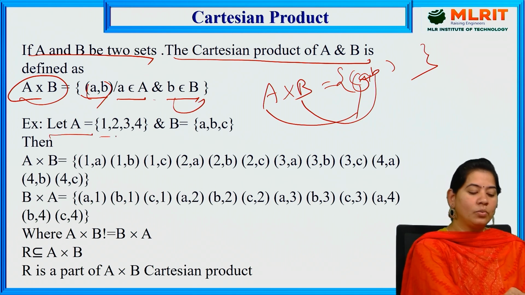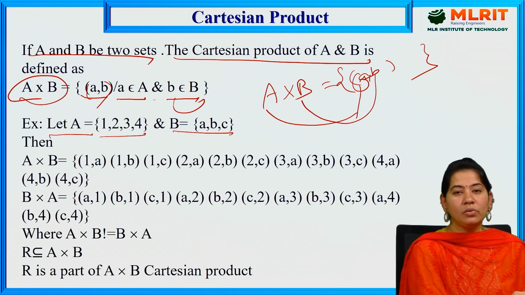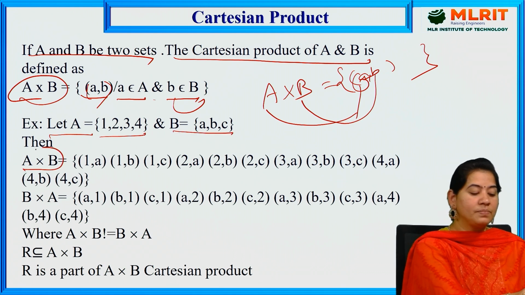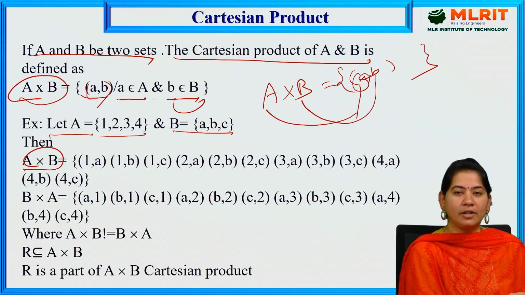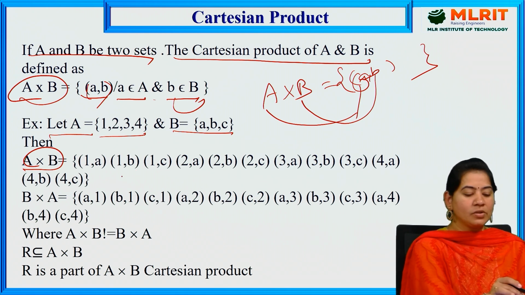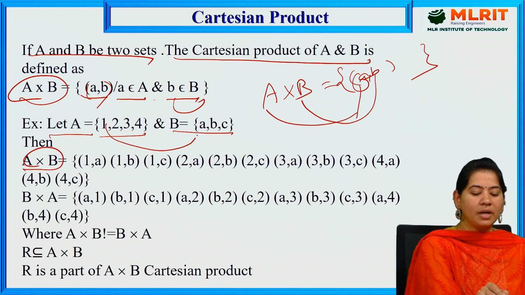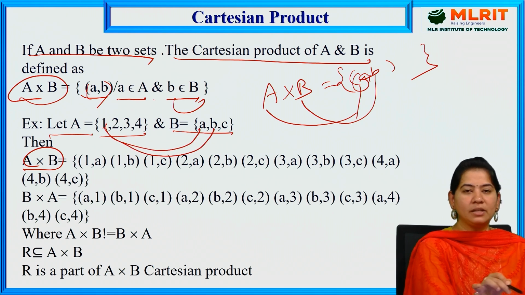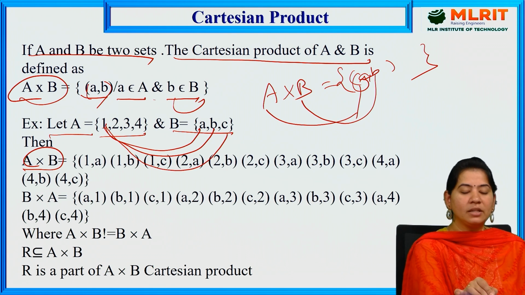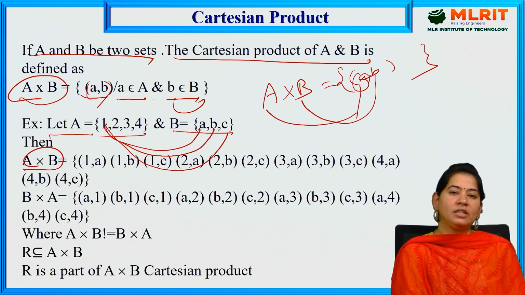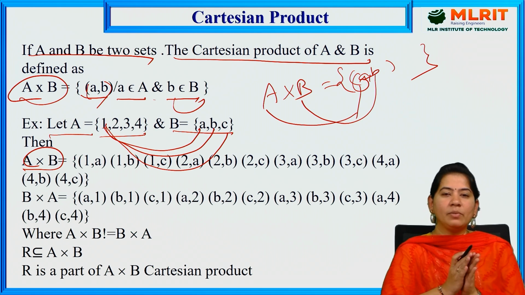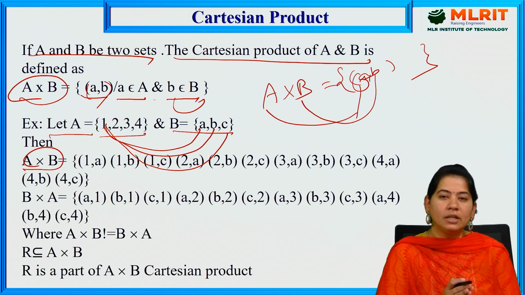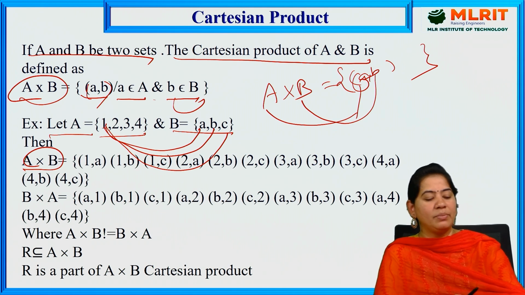Let A is equal to {1, 2, 3, 4} and B is equal to {a, b, c}. Then A cross B is, in the form of ordered pairs, first element from the first set and second element from the second set. So you can have many ordered pairs. See here, 1 comma a, again 1 is multiplying with another element in B. Every element in set A is multiplied with every element in set B. That is 1a, 1b, 1c here.